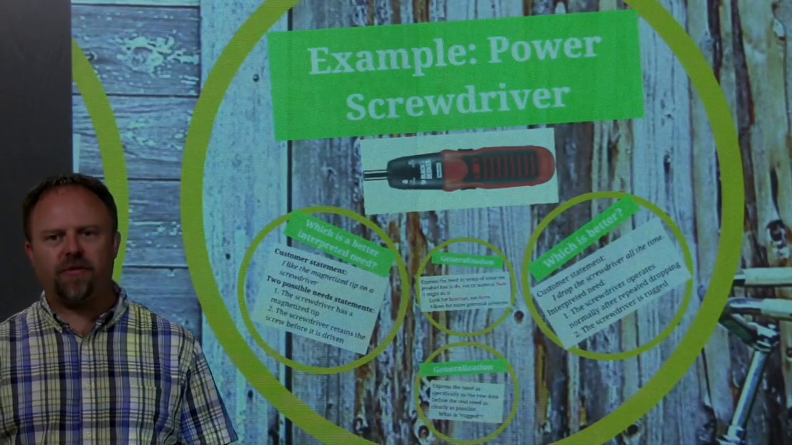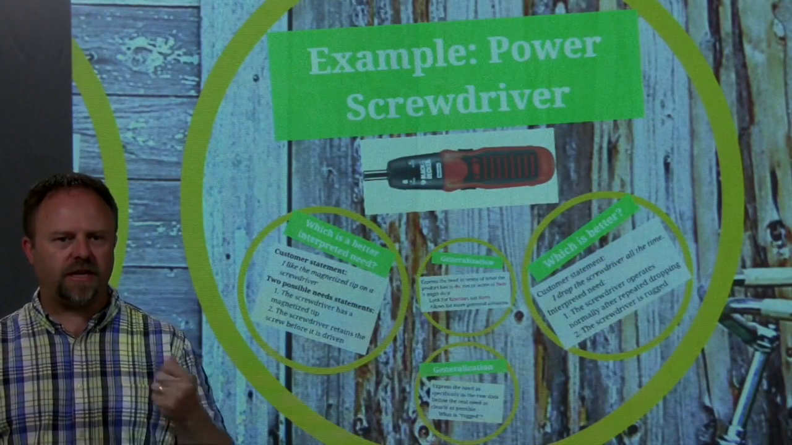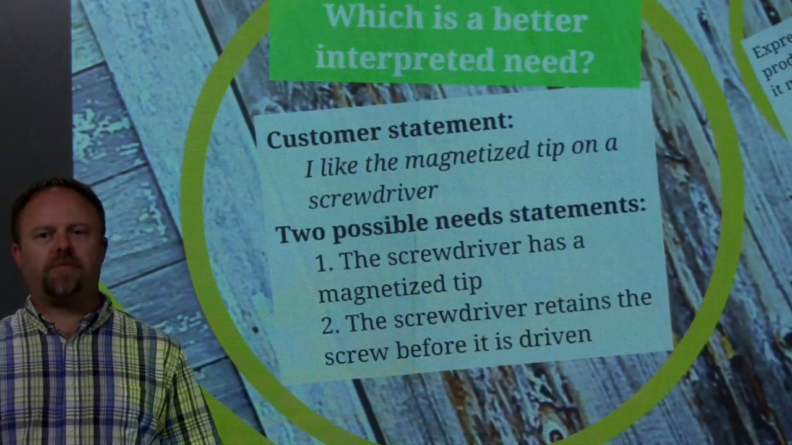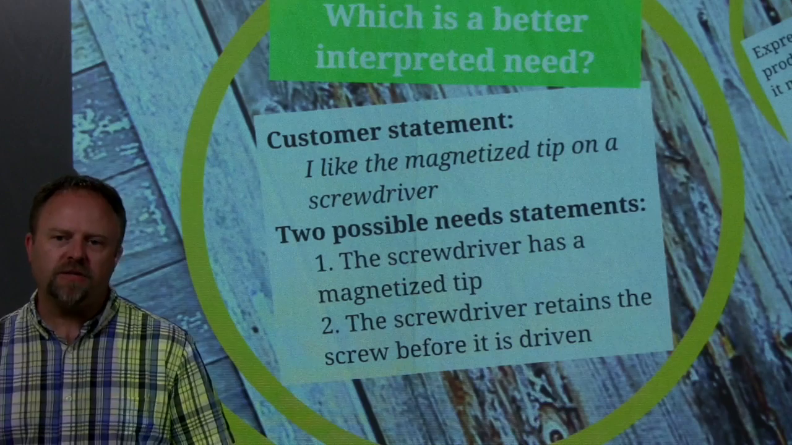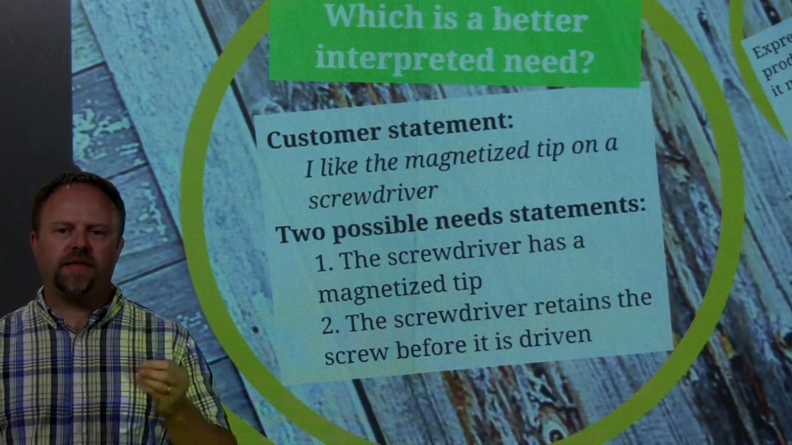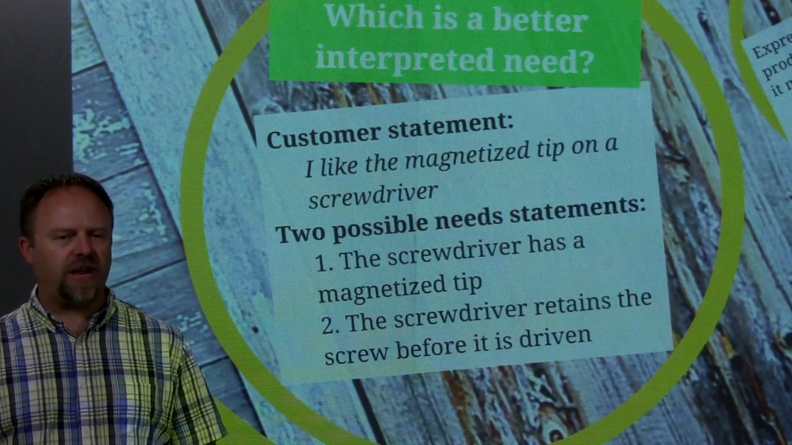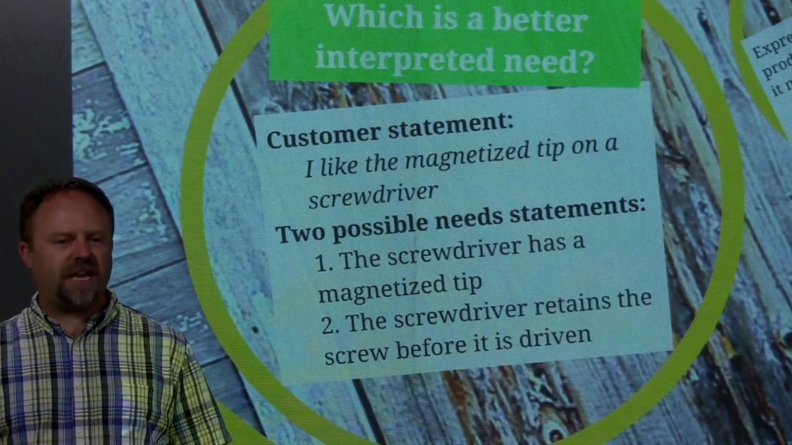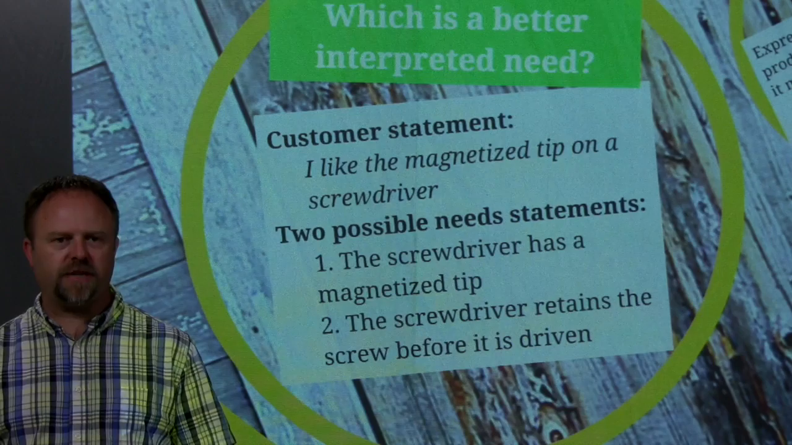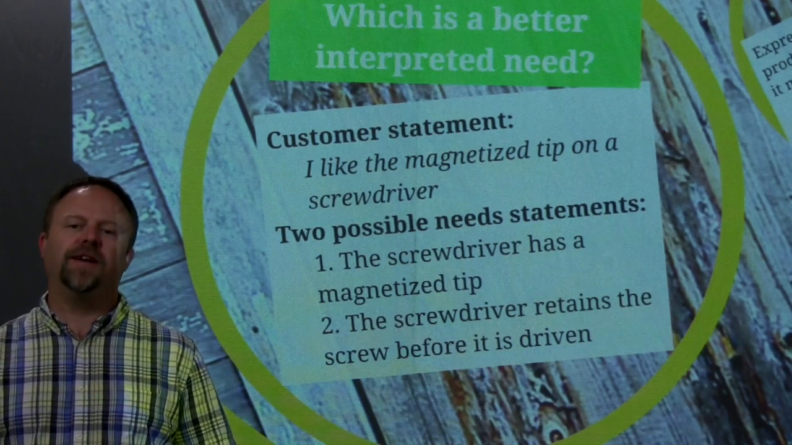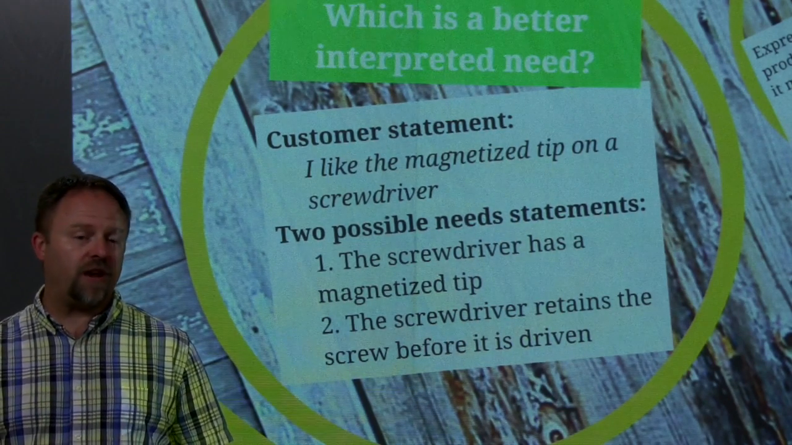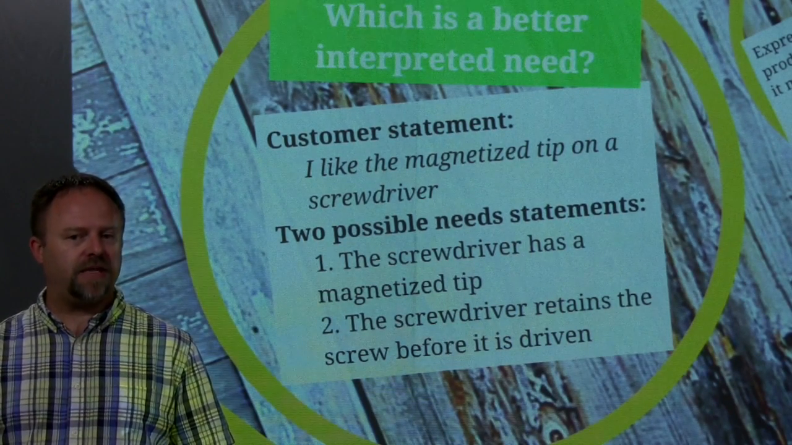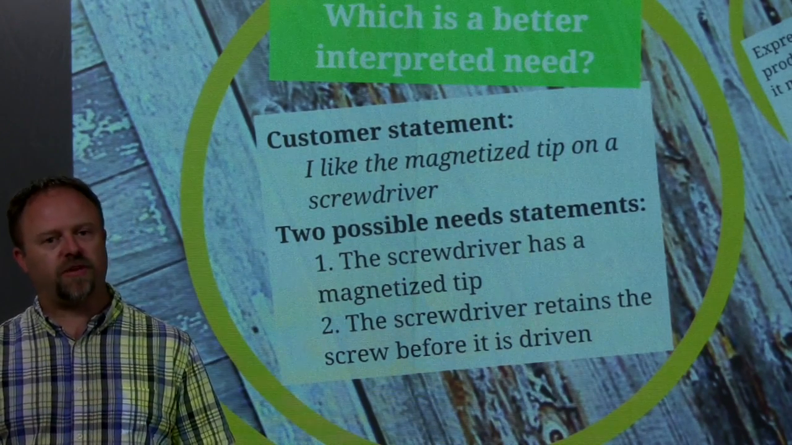So let's take an example of a power screwdriver. Let's say that's the design that we're trying to make, and let's look at a couple of examples of what was said. The customer said, I like that the tip of the screwdriver is magnetized. If you're going to write some need statements from that, here's an example of two possible statements. One could say that the screwdriver has a magnetized tip, or you could say that the screwdriver retains the screw before it's driven.